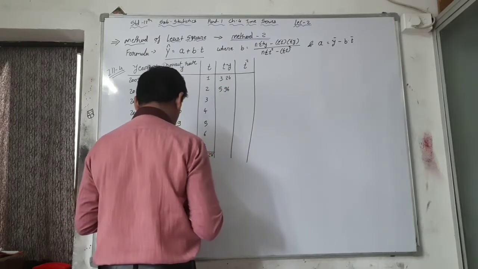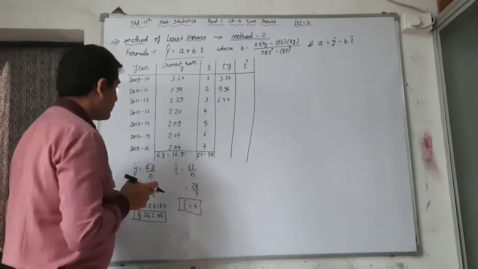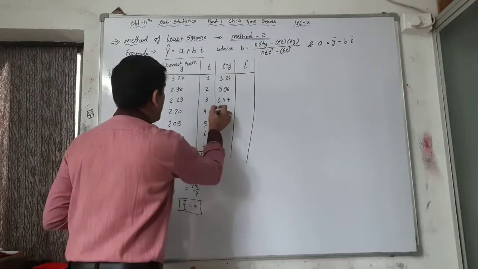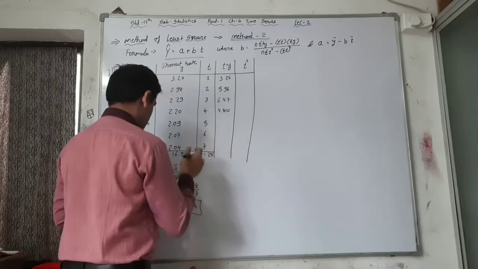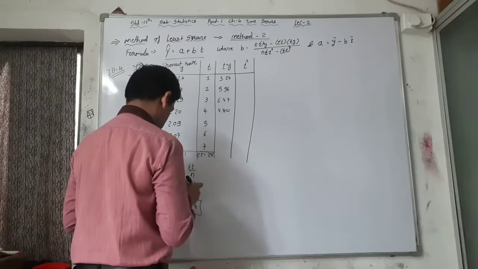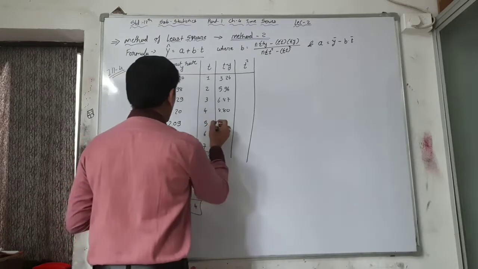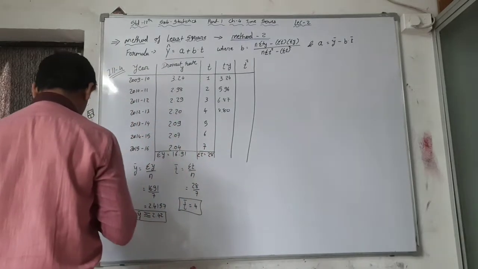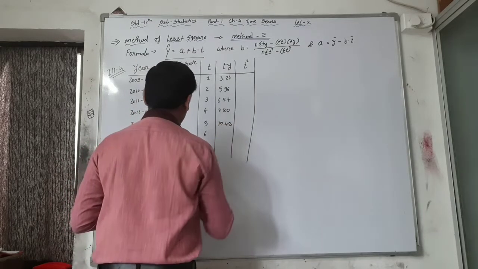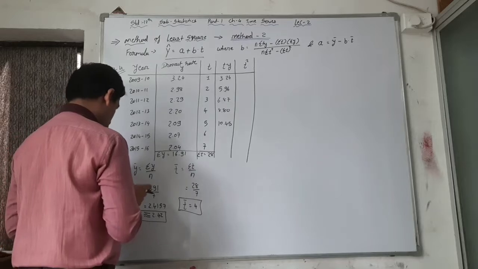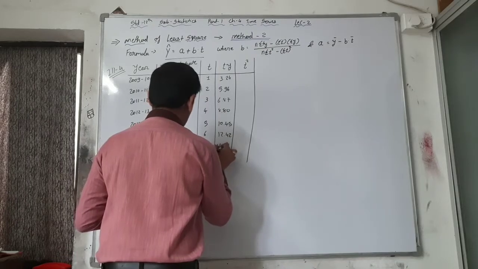2.29 into 3, 6.87. Calculate by yourself in Calc. 2.20 into 4, that is 8.80. 2.09 into 5, 10.45, sorry. 2.07 into 6, 12.42, and here 14.28, right?